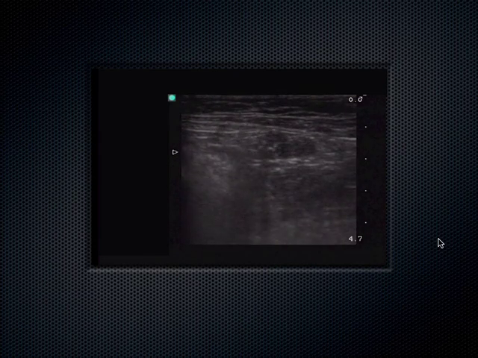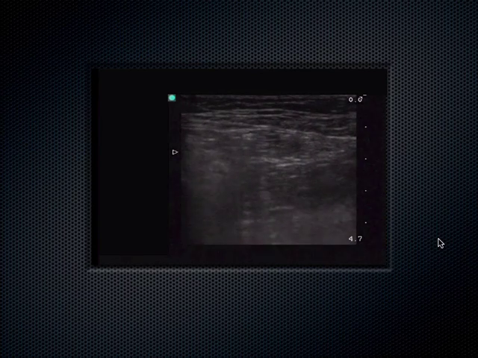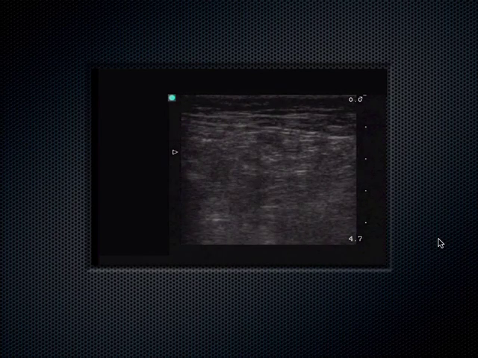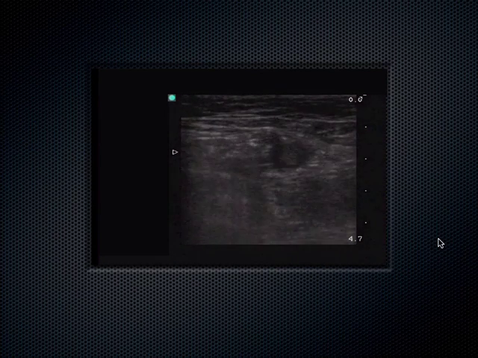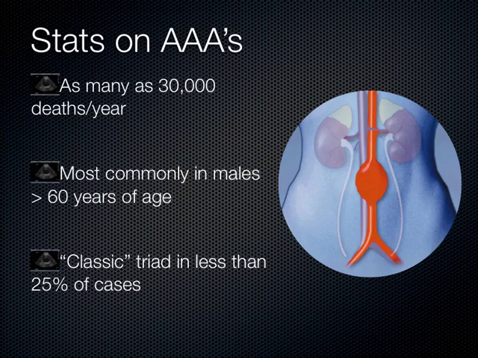You know, there's some things I would do here to make this look better. And sometimes I like showing the not perfect ones to you guys so we can talk about some of those image enhancement stuff. So that's a femoral vein DVT there on the right. We're going to change gears now to talk about the aorta.